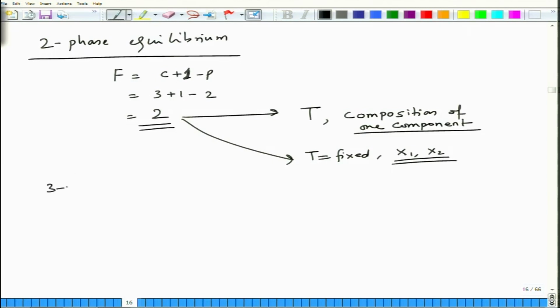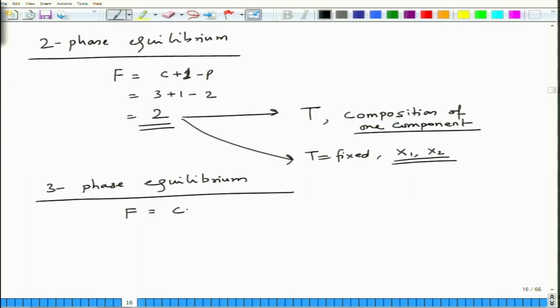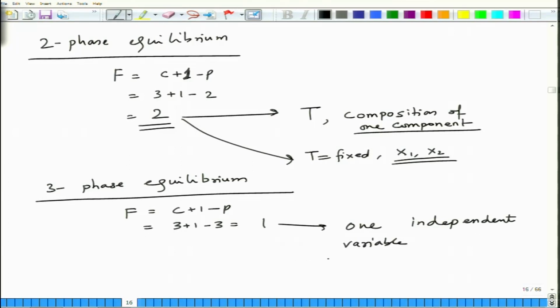Similarly, in case of 3 phase equilibrium, F is equal to C plus 1 minus P, and this will be 3 plus 1 minus 3, 1. So, you have only one independent variable, and that could be either temperature or x1, that is it. Mostly it is temperature that we talk about.